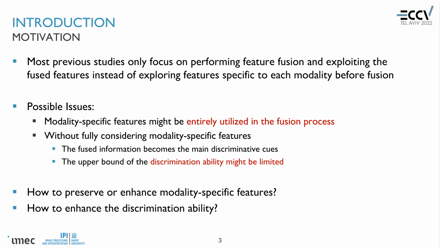For example, the texture or color of RGB images in bad lighting conditions might not be properly explored due to the domination of strong signals from the other modality in the fusion process. However, in conventional RGB-based detection, the texture of the object provides important cues that make the target distinct from the background clutter. So, without fully considering specific features, the fused information becomes the main discriminative cue, which limits the upper bound of discrimination ability. So, how do we entirely use the specific features in the fusion process and enhance the discrimination ability? That is the question we would like to solve in this work.